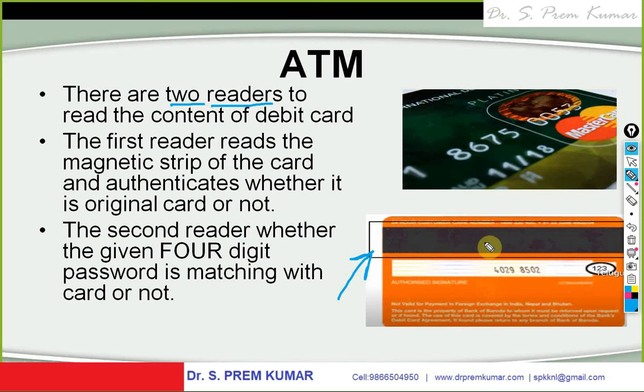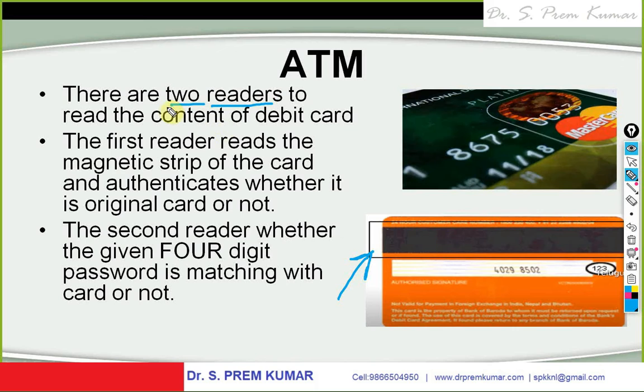This magnetic strip contains the complete information about the person details, address details, whether he is an authorized person or not, and all information will be available here. The ATM machine reader will read this information and send it to the centralized bank.